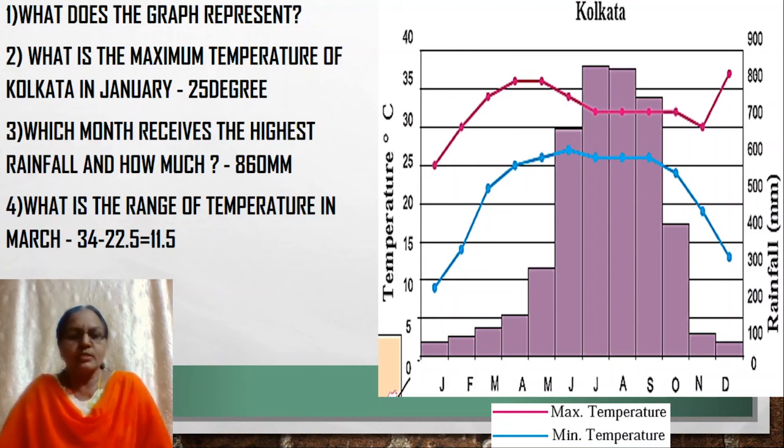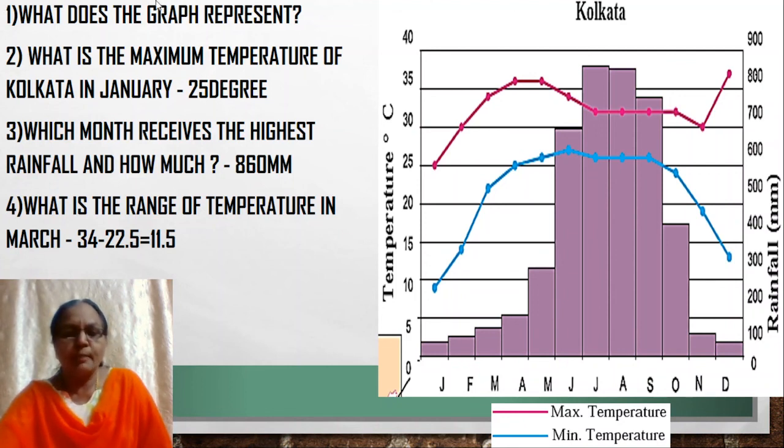Next question is, what is the range of temperature in March? Now, what do you mean by range of temperature? Range of temperature refers to the difference between the maximum and minimum temperature. So maximum temperature minus the minimum temperature.